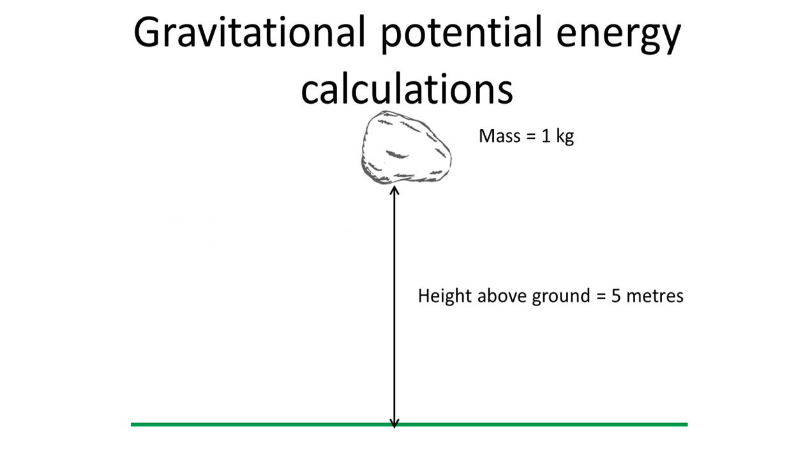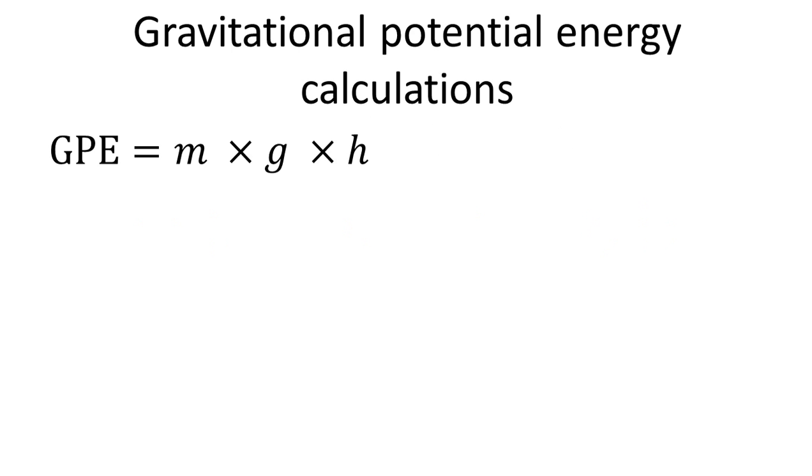So let's look at a scenario. Here we have a rock. This rock has a mass of 1 kilogram. It is 5 meters above the ground. Let's work out how much gravitational potential energy it has. So we start with the formula GPE equals M times G times H. And we start substituting in the values that we know. We know that the mass is 1 kilogram. We know the height is 5 meters above the ground.